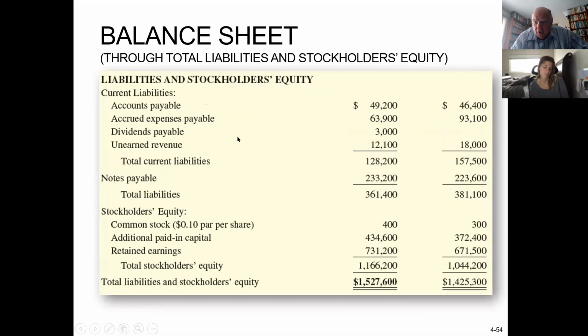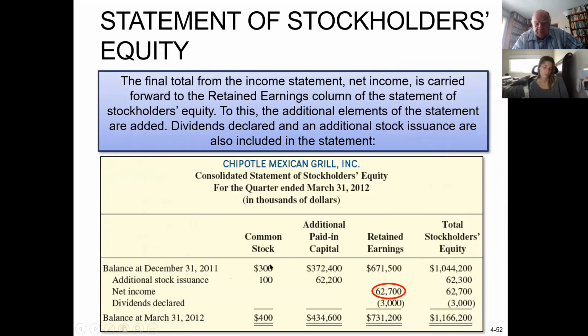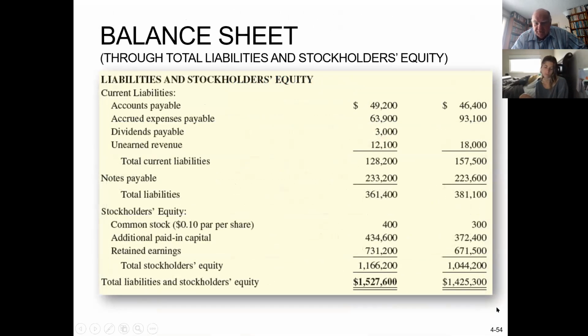What changed, though, and the only thing that changed, was this equity section here. Because at the beginning of the period, we had this $1,044,000, and at the end, we had $1 million, whatever that number is. And those are the figures that we bring over here. There you go. That was the beginning. That was the ending. They're just showing a couple of years together here.